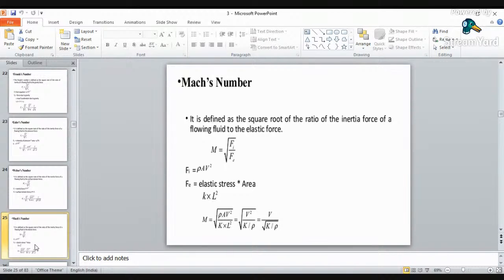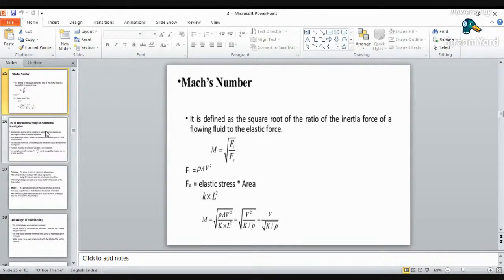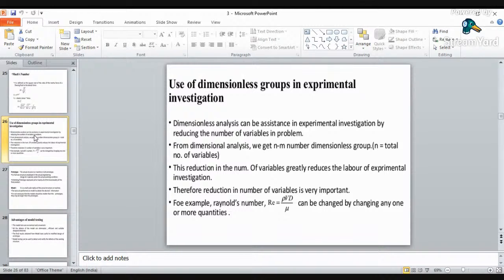Then there is the Mach number. Again, Mach number can be calculated as the square root of the ratio of inertial force to the elastic force. It can be calculated using the formula V divided by the elastic stress into the density. So these are the 5 types of dimensionless quantities.